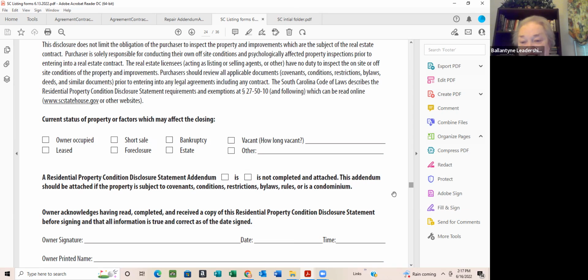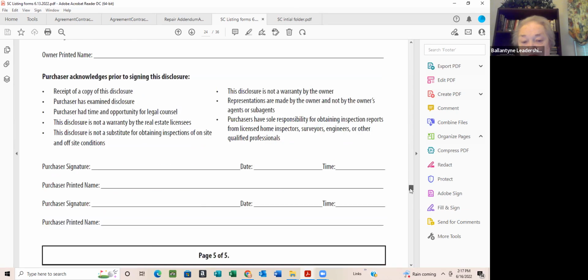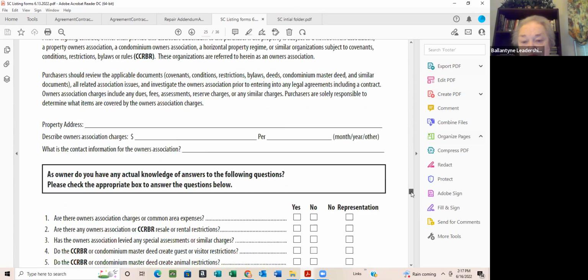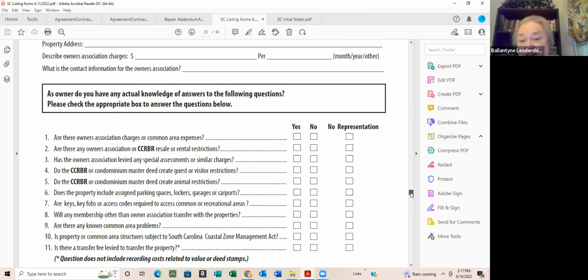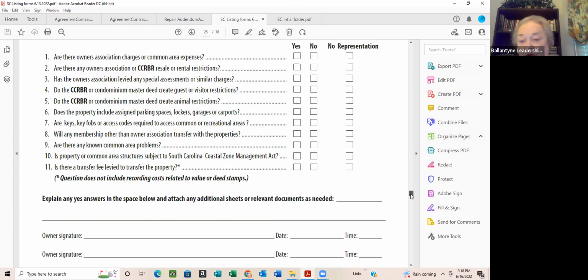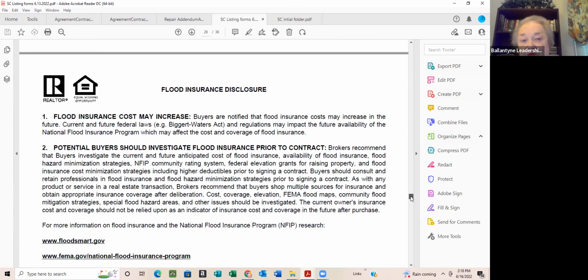The next thing I wanted to point out to you, they have a form. Anyway, this is just saying the things that the homeowner takes care of. Now, there's a form about flood insurance disclosure. Again, this is a form that's unique to South Carolina. We do not have this in North Carolina.